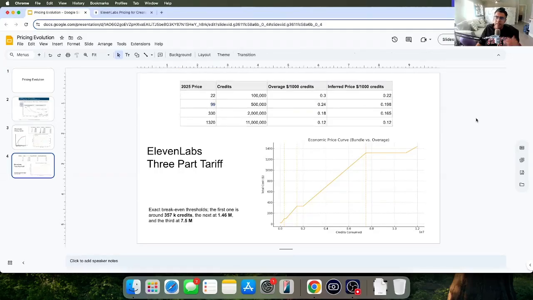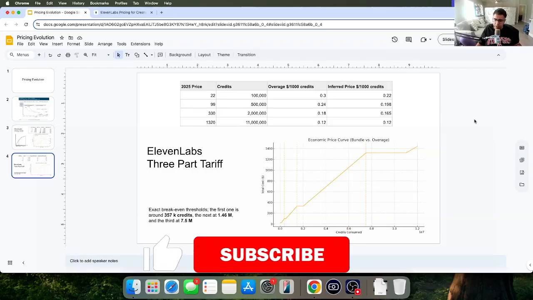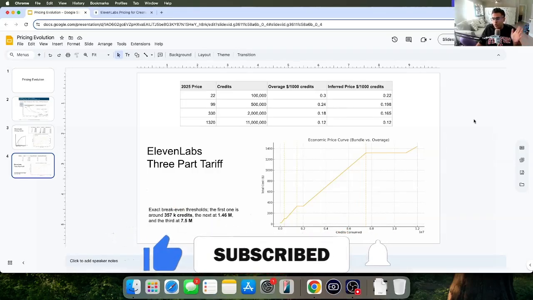That's my guess. But anyway, I hope this was helpful for you to understand how a 3-part tariff works. And this is how most AI companies create their usage-based pricing tariff structure.